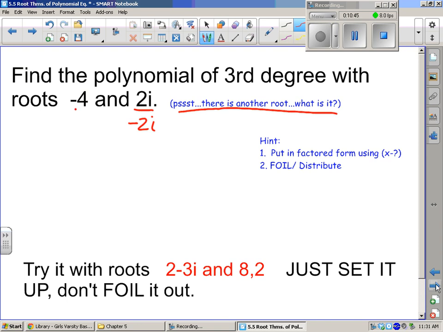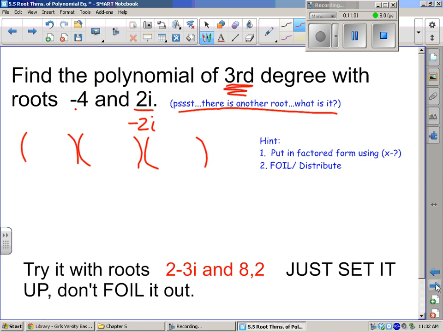Because it doesn't have a radical or an i with it. It's just a normal one. And it says that it's a third degree polynomial, so that we know that we should have 3 total roots. All right, the next step is to set it up in its factored form.